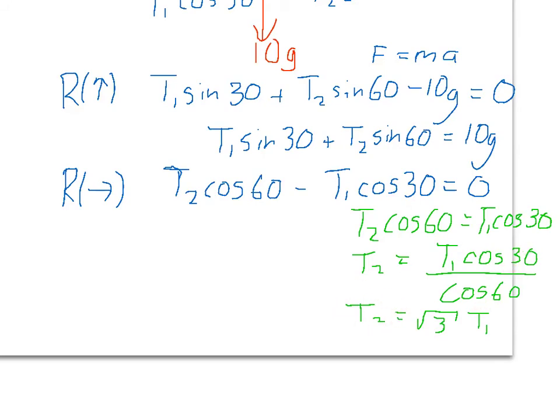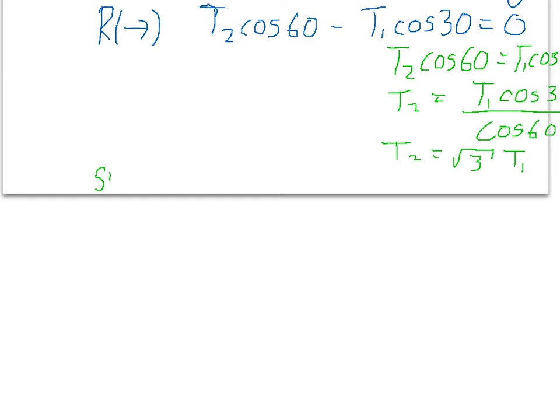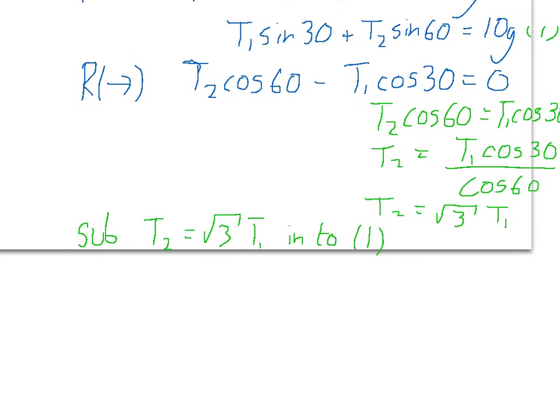Now we've got T2 in terms of T1. So we can substitute our value for T2 into this equation. So if we call this equation number 1, we're going to sub in what we just found into 1. So sub T2 equals root 3 T1 into number 1. So T2 here is going to be replaced by what we've just found. Now, as well, if you pick up your calculator and find out what sine 30 is equal to, you should find it is equal to 1/2.